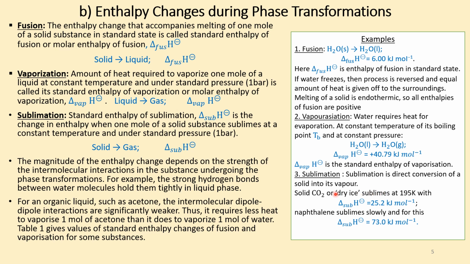Last and final example is sublimation. Sublimation is direct conversion of solid into vapor. So, solid carbon dioxide or dry ice sublimes at 195 Kelvin with delta sub H equal to 25.2 kilojoules per mole. Naphthalene sublimes slowly and for this the delta sub H dash is 73.0 kilojoules per mole.